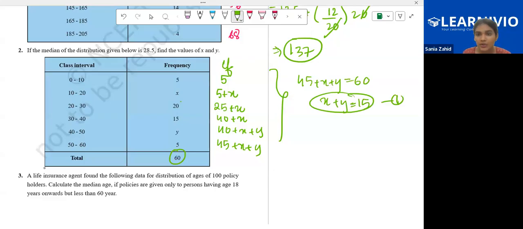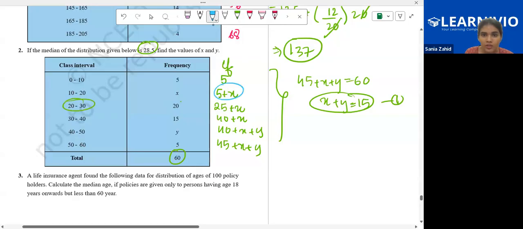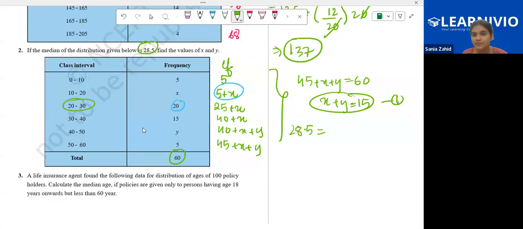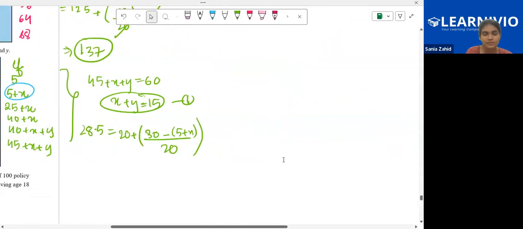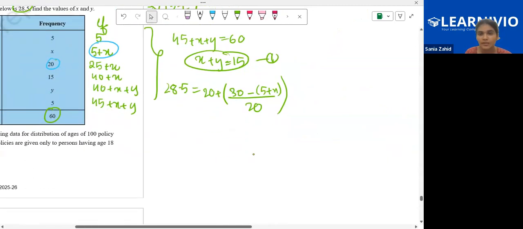Now you know what the median is. Median is 28.5. So what is the median class? This is your median class. So this is your cumulative frequency, and this is your frequency. When I write the formula, I get 28.5 is equal to the lower limit, that is 20, plus n by 2 value, that's 30, minus cumulative frequency, that's 5 plus x, divided by frequency, that's 20, into the height, that's 10. Okay, I get something like this.